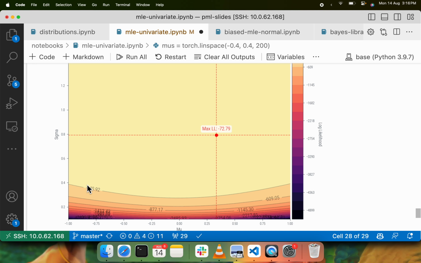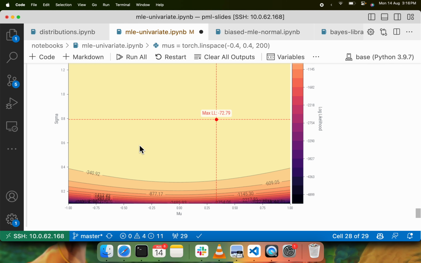So this level, minus 340.92, means if you follow along this locus, if you follow along this path, the log likelihood along all of these paths is minus 340.92. So it's clear that going centered is going to increase the log likelihood, maximize the log likelihood. And at this point, I get the maximum log likelihood, which is about minus 72.79. Right? So this is the typical plot you may get.